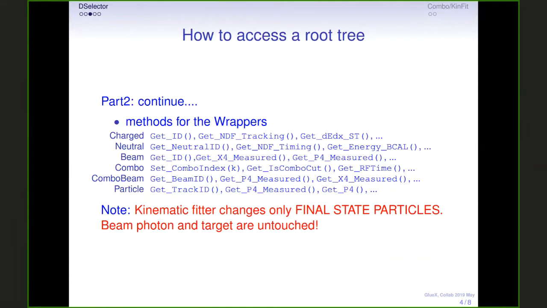So one point I want to make here: the kinematic fitter only changes the final state particles. That means any positive or negative charged particle or a neutral particle. It will never change the beam photon, because that's the input to the kinematic fitter. That's the initial state. The initial state is not varied in the kinematic fitter, only the final state.